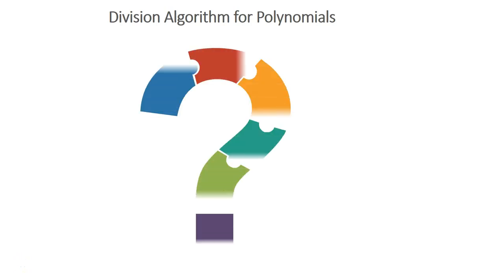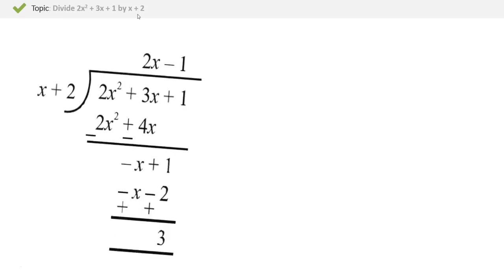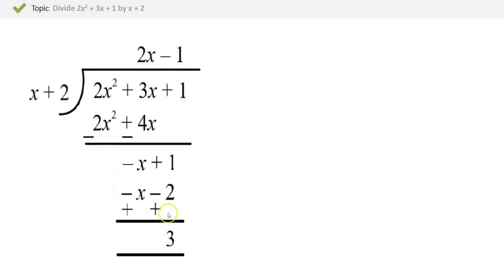In this section, we are going to talk about the division algorithm for polynomials. We'll start with an example where we have a polynomial 2x squared plus 3x plus 1, and we'll divide this polynomial by x plus 2. When you try to divide it, this is how your division will look. X plus 2 is your divisor, and 2x squared plus 3x plus 1 is your dividend.